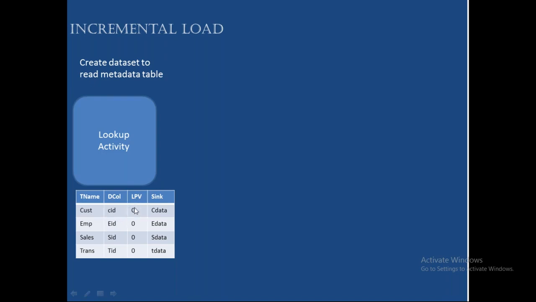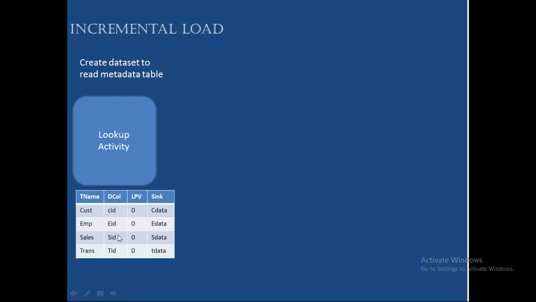Till what record have I processed? 0 records. So where do I need to load? My target folder is C data. EMP is my table name. In this table, I need to identify records based on the EID, employee ID. And as of now, I copied 0 records from the employee table. E data is my target folder, meaning in the sync, I need to create a container with this particular name.